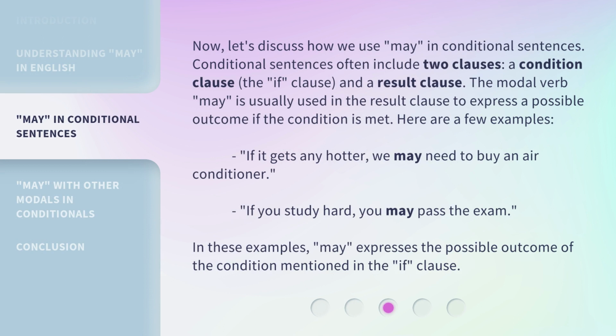Now, let's discuss how we use may in conditional sentences. Conditional sentences often include two clauses: a condition clause, the if clause, and a result clause. The modal verb, may, is usually used in the result clause to express a possible outcome if the condition is met. Here are a few examples. If it gets any hotter, we may need to buy an air conditioner. If you study hard, you may pass the exam. In these examples, may expresses the possible outcome of the condition mentioned in the if clause.